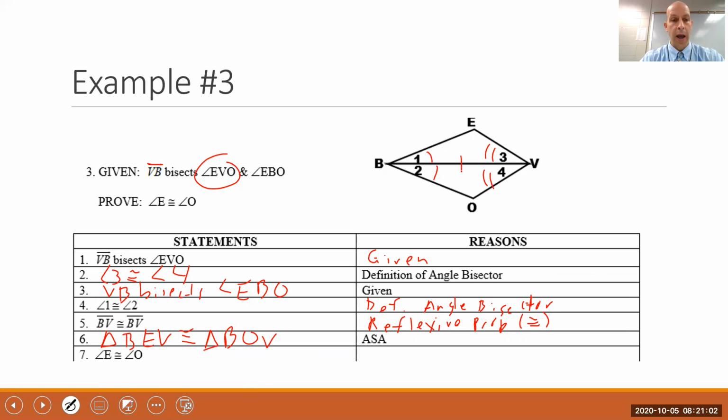And so finally, angle E is congruent to angle O. Well, that's going to be by CPCTC. That completes the proof. So notice what we're doing here. We are using corresponding parts of congruent triangles.